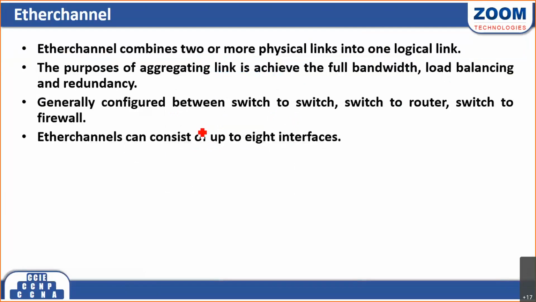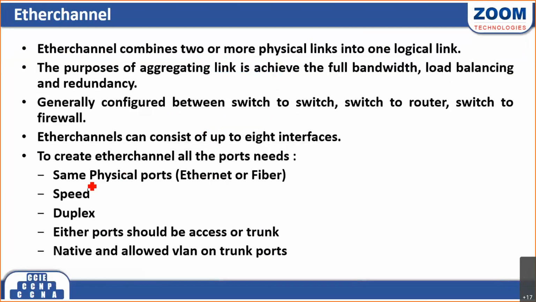To create EtherChannel, the ports need these things: same physical ports, same speed, same duplex, either both access or both trunk, and the ports should be in the same VLAN. Once these are satisfied, then only we can create EtherChannel. If one side is 100 Mbps and the other side is 1000 Mbps ports, no, EtherChannel will not be created.